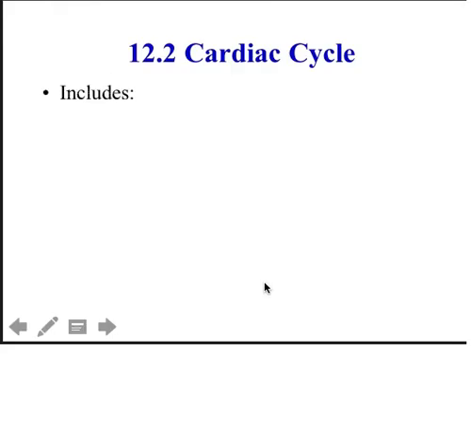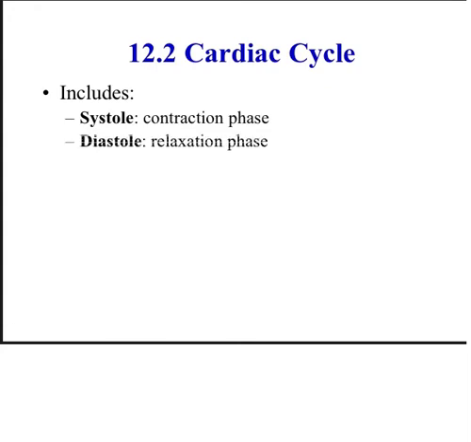The cardiac cycle includes systole, which is the contraction phase of the ventricles, and diastole, which is the relaxation phase of the ventricles. Now you might say, wait a minute, what about the atria? Well, the atria undergo systole and diastole also, but we can't measure that at pulse points in the body. We can't pick that up, for instance, on the radial pulse or in the carotid pulse, because that squeezing action is too weak. So when we talk about systolic and diastolic pressure, and we talk about systole and diastole, we're generally referring to what the ventricles are doing.